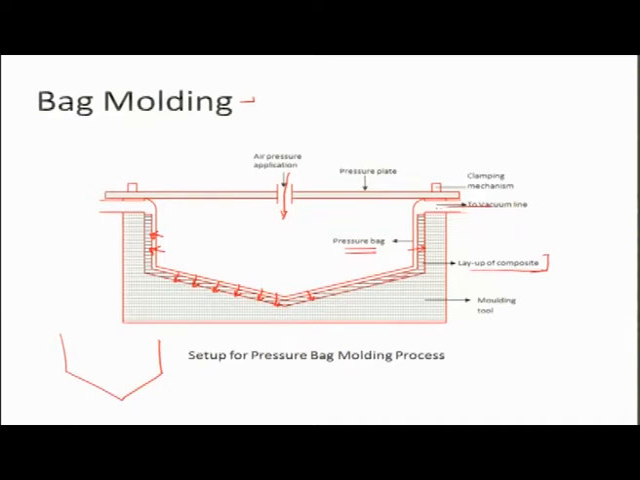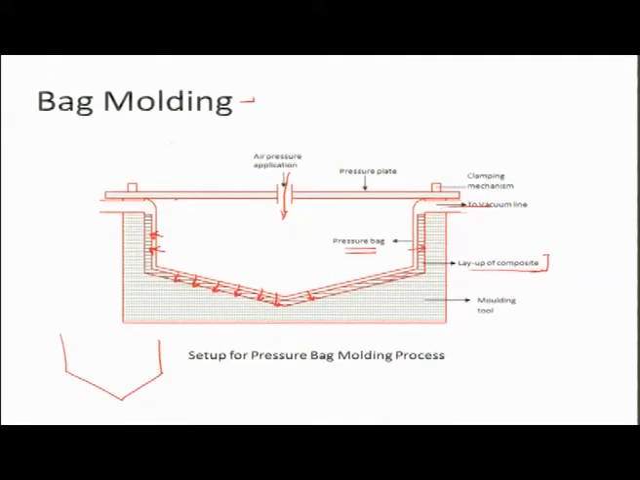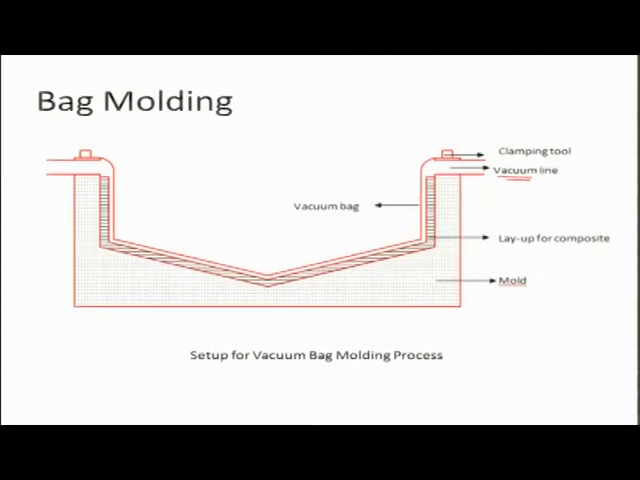The second process, because this tooling is specific to the shape, is more expensive. In this one, this is the vacuum bag molding. Here I use a vacuum line, and here I have to connect this pressure bag with the top surface, I have to make a hole, so all this is specific. So here I don't need all that stuff.